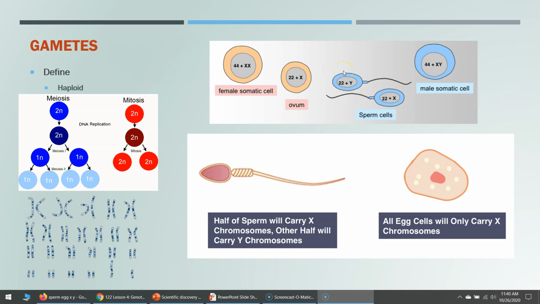If you reproduce asexually, like through binary fission like bacteria do, or through mitosis like amoeba do, then the offspring are just going to be exactly like the parents, except if there is a mutation. Okay, I think that's all I want to tell you, but I might add a little bit later.